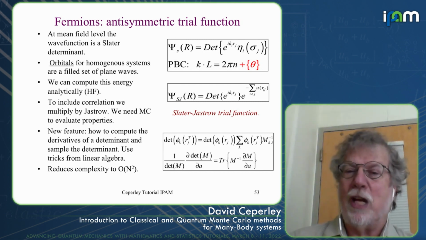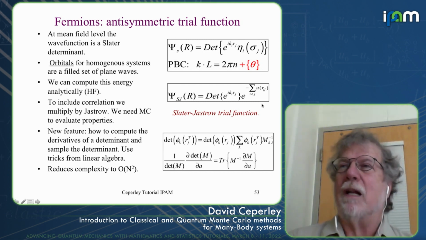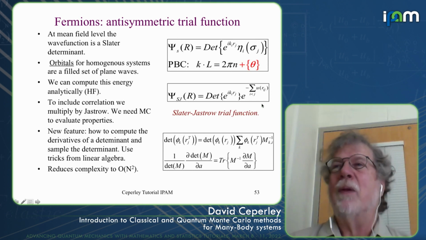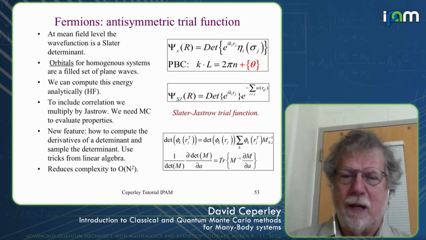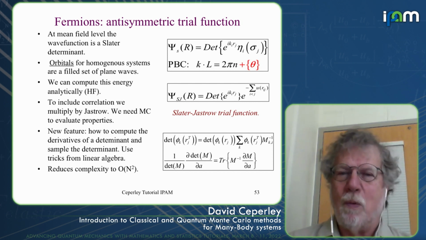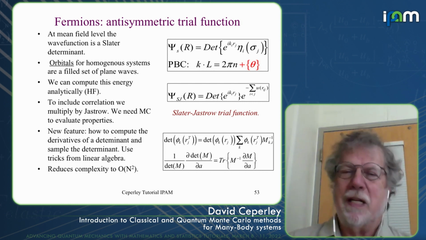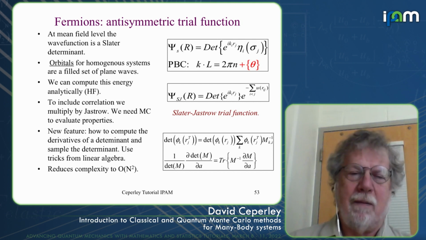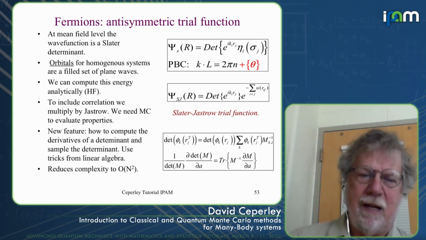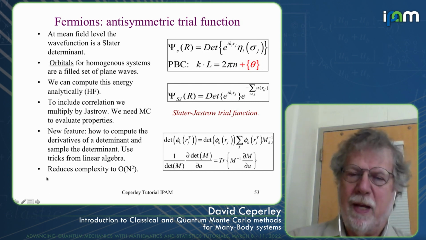But once you put in the Jastrow, it becomes like a classical statistical mechanics problem. You have to use Monte Carlo, and particularly variational Monte Carlo. Now, the only trick with fermions is you have to deal with determinants, and there's a matrix update rule that gets you a factor of order n in the speed.